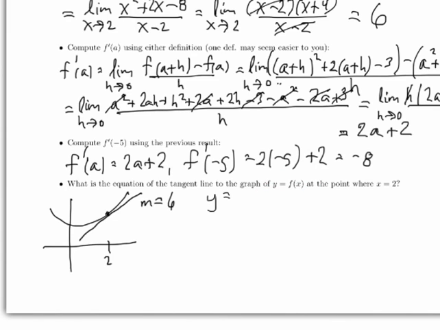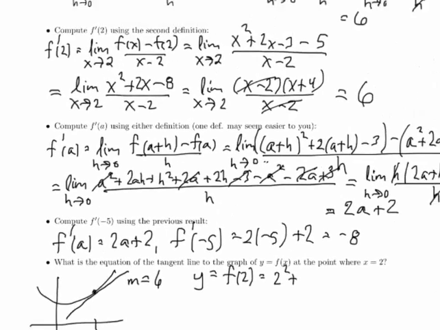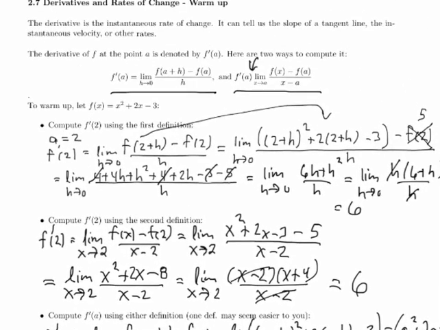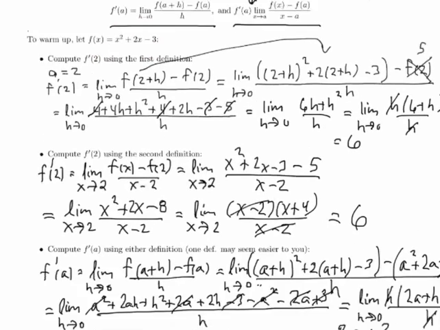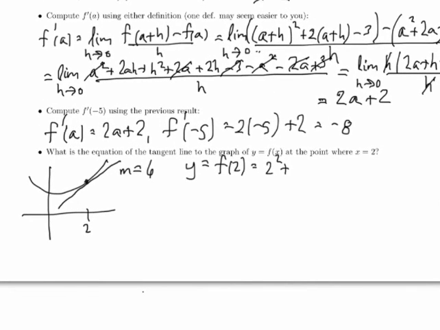So y is equal to f of 2. Our function, let's review, is way up at the top here: x squared plus 2x minus 3. So I'm substituting 2 for x. So x squared plus 2x minus 3 is 5. So the coordinates of the point on the curve where we want the tangent line are 2, 5. So this is also a point on the line.